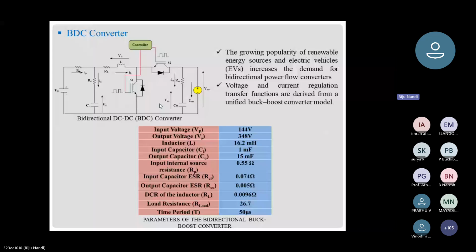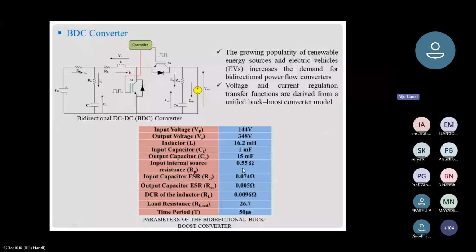The input voltage, meaning battery voltage, I have used is 144 volt, and the output voltage, meaning bus voltage, is near about 350 volt. Inductor is 16.2 millihenry. Input capacitor is 1 millifarad, and output capacitor is 15 millifarad. The input internal source resistance RP is very small, 0.55 ohm. And for the input capacitor ESR, RCI is there.